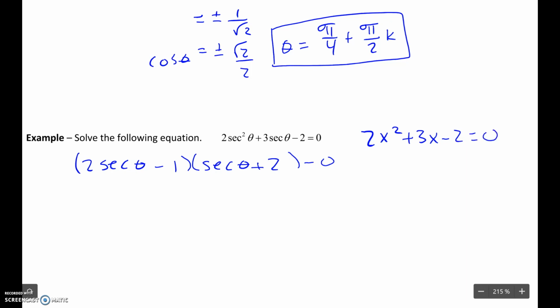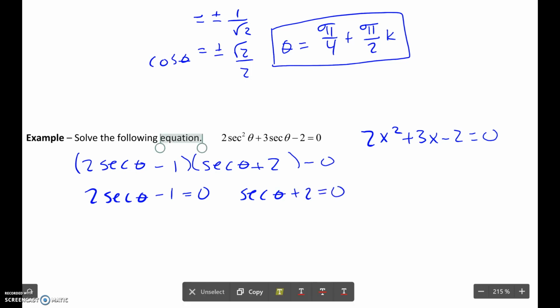So if you need to go over there and do that with a quadratic, you can. You could use substitution with this if you wanted, but really you should get to the point where you can just factor them using the words. So 2 factors set equal to 0, one of them has to be 0. So 2 secant theta minus 1 equals 0, or secant theta plus 2 equals 0.